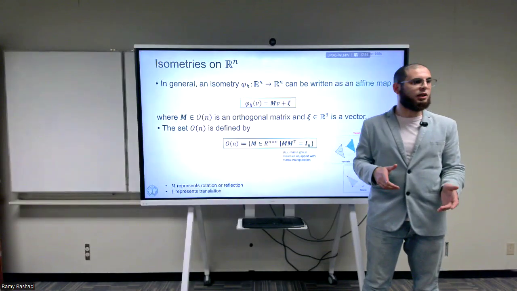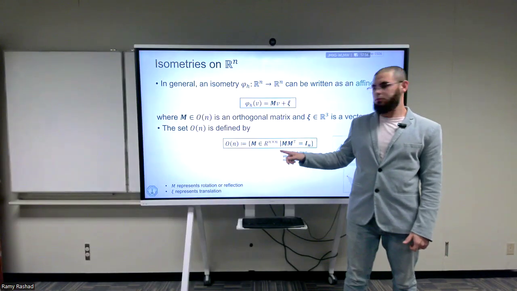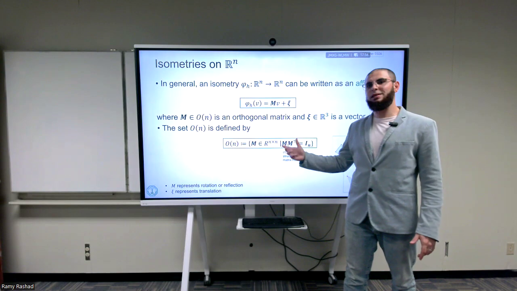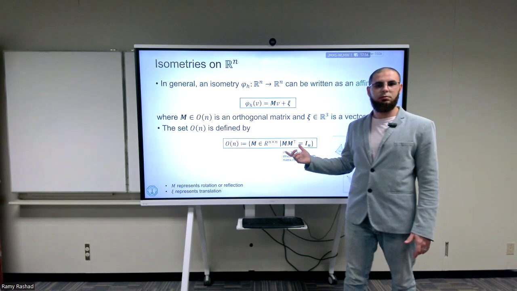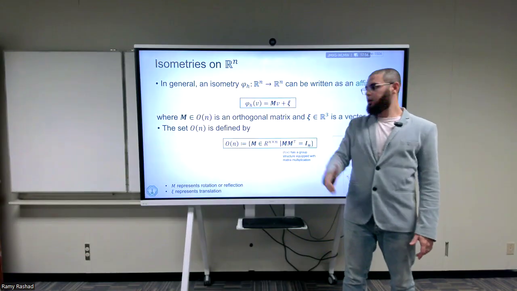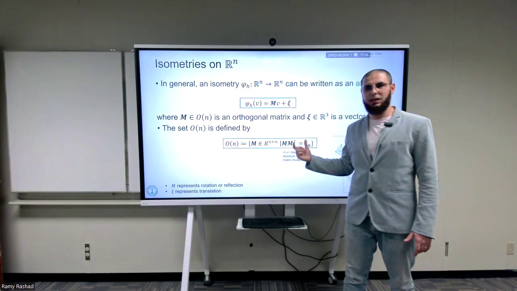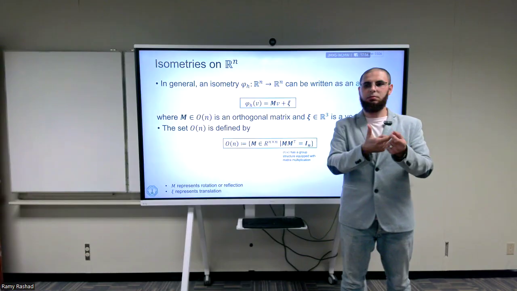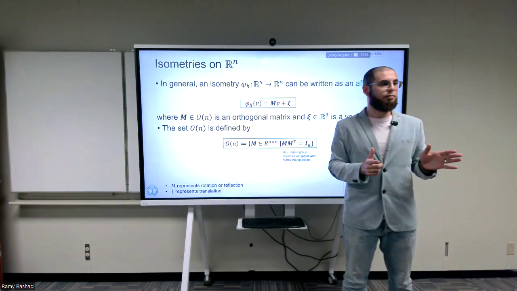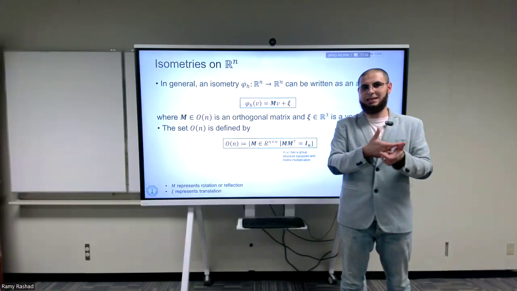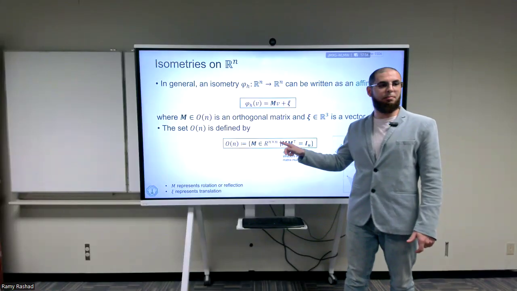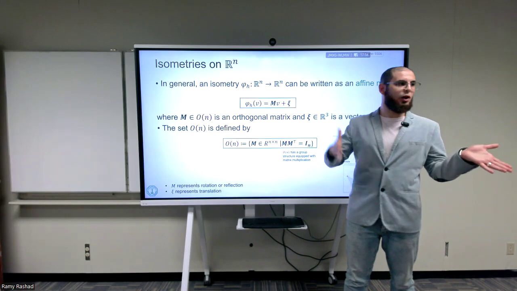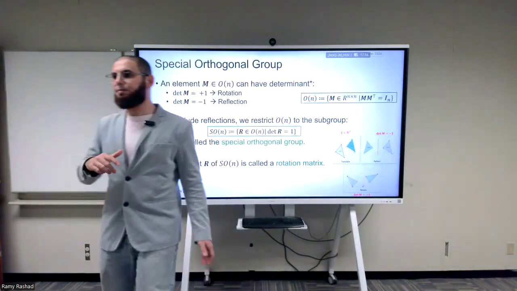Let's do a very quick check. What is the determinant of the identity? 1. What is the determinant of two matrices multiplied by each other? The determinant of the first multiplied by the determinant of the second. So if I have the determinant of M and M transpose equal to 1, first of all, the determinant of M and the determinant of M transpose, are they the same? Yes, they are always the same. So right now I have determinant of M squared equal to 1. So what could be the determinant of M? 1 or -1. That's a quick proof of this.